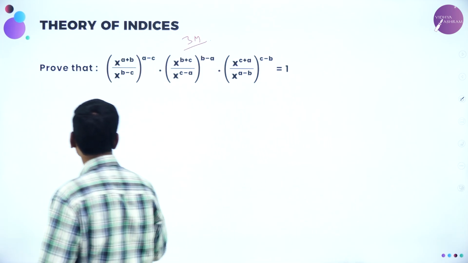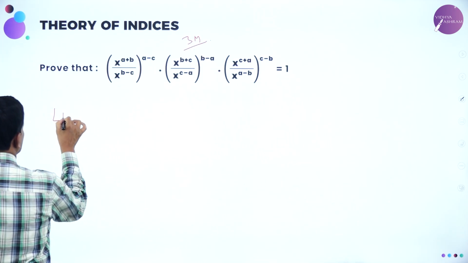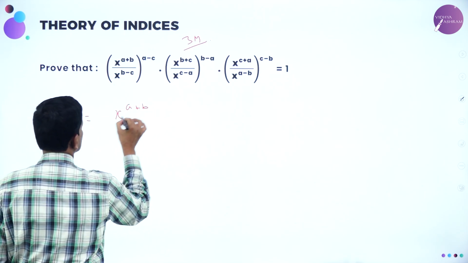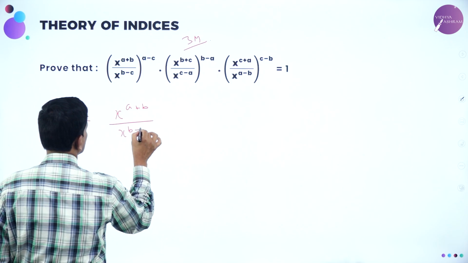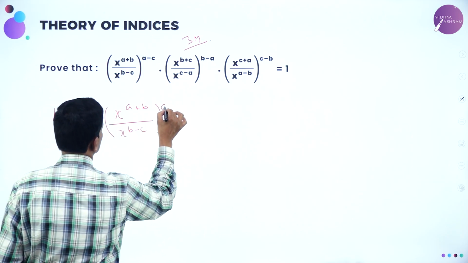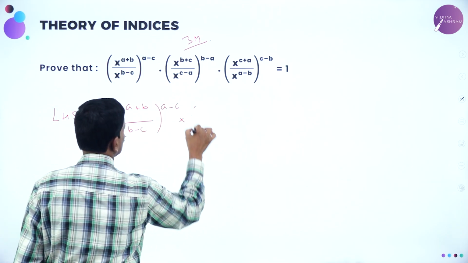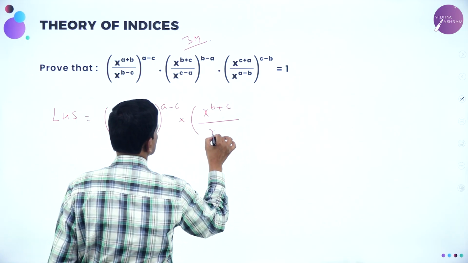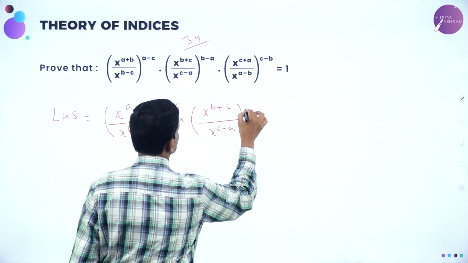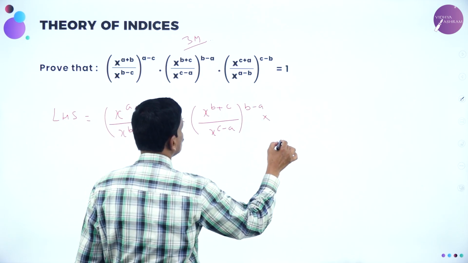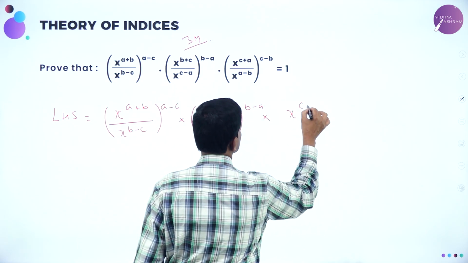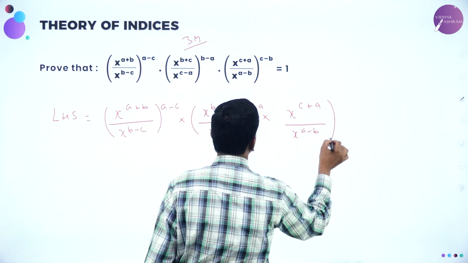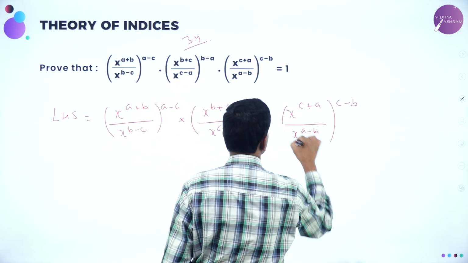Let us take LHS. What is LHS? LHS, x to the power of a plus b divided by x to the power of b minus c whole to the power of a minus c into x to the power of b plus c divided by x to the power of c minus a into b minus a into x to the power of c plus a divided by x to the power of a minus b whole to the power of c minus b.